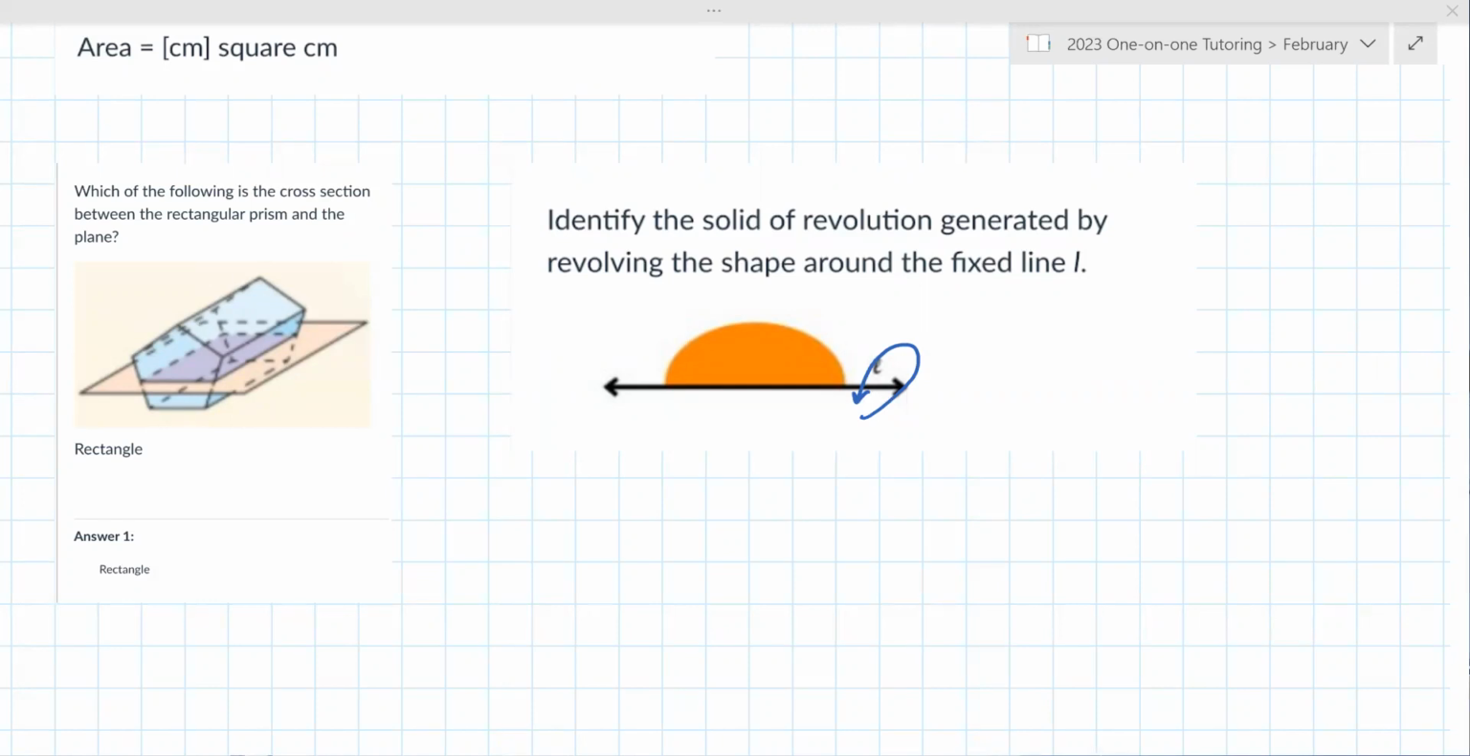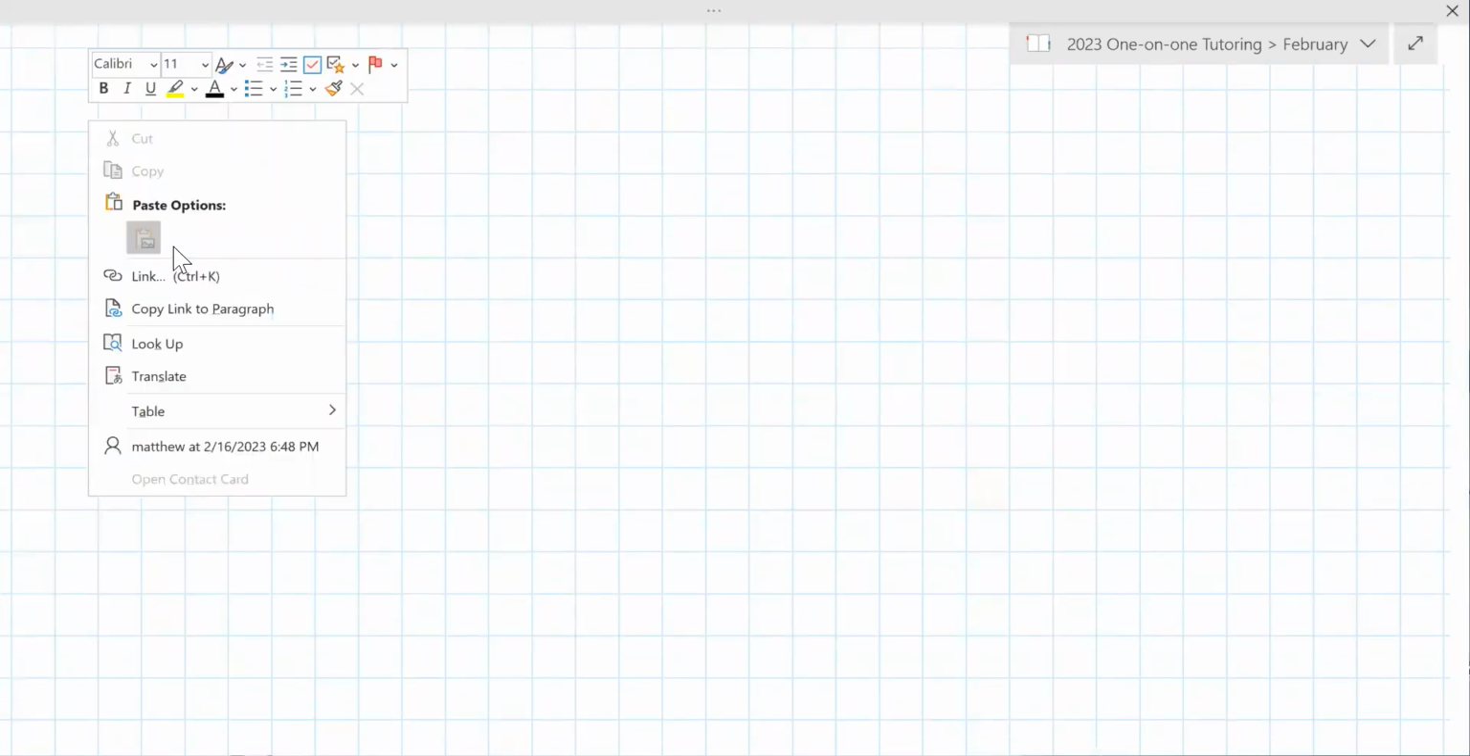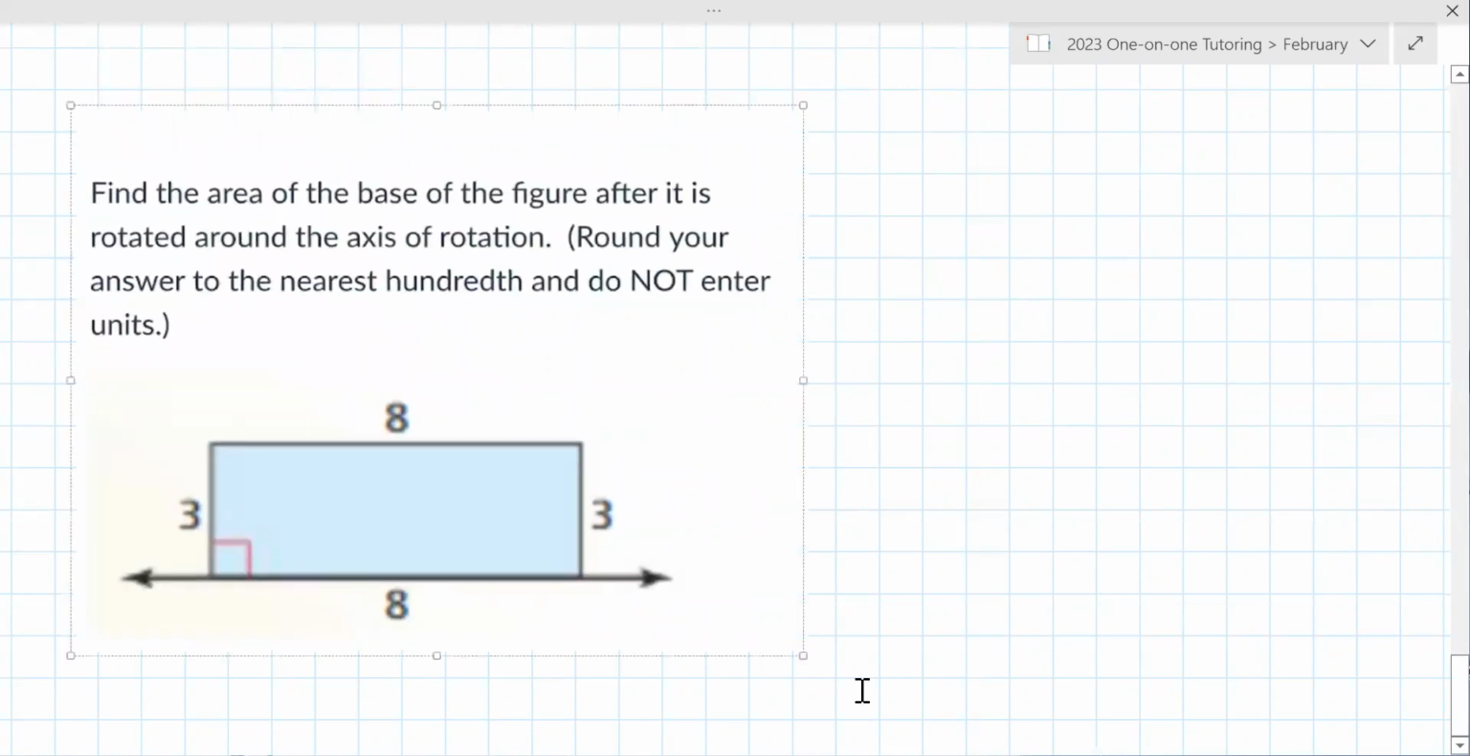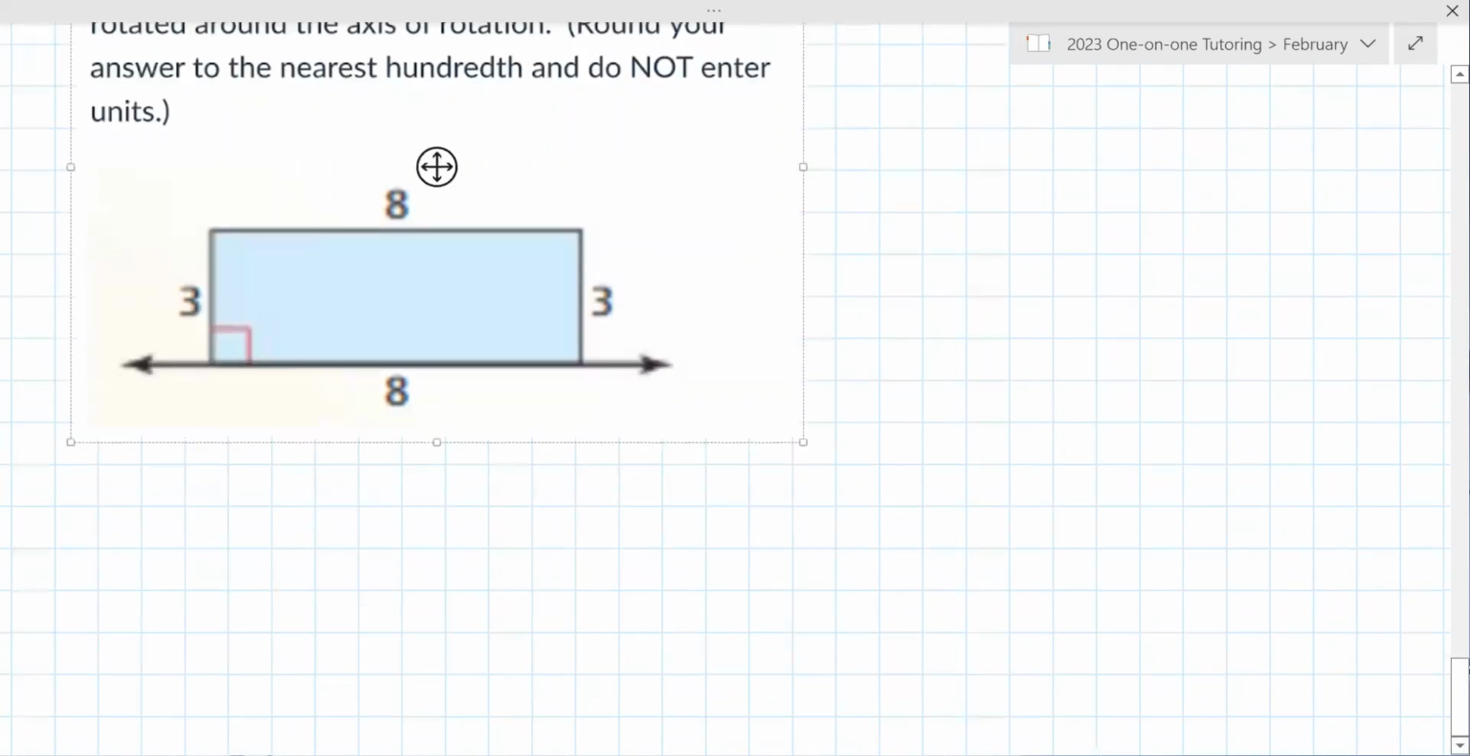All right. So I think the last one, 9, is the one. Okay. Yeah, 9. That's the last one, and that's one that was really hard. Find the area of the base of the figure after it is rotated around the x-axis, around the axis of rotation. Sorry. So this one becomes a cylinder. I don't know how you would know this. A cylinder? Yeah, not sure how you would know this.